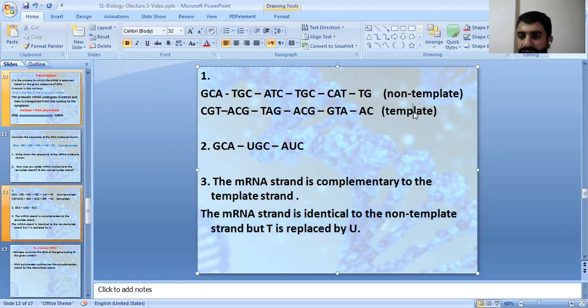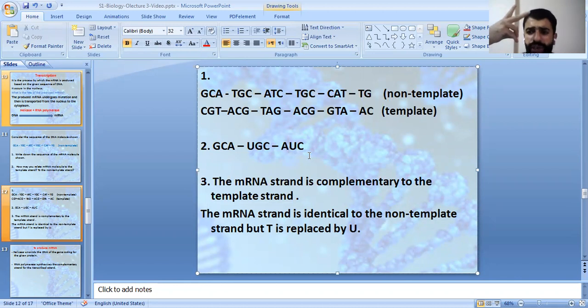Here, template, transcribed, non-coding. Template C, the complementary is G. G, the complementary is C. T, the complementary is A. A, the complementary is T. But we don't have to put T in the mRNA. We have to put U. C, G, G, C. T, the complementary is A. A, the complementary is T. But we don't have to put T in the mRNA. So in the mRNA, there is no T.